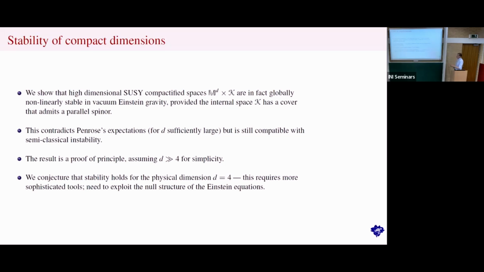So the result here is a kind of proof of principle, because we're assuming that the Minkowski dimension is high enough for simplicity. The reason this makes life simple is that the higher the dimension of the Minkowski space, the more room there is for the wave to spread out. This means that the waves will fall off faster than in a low dimensional space-time, and this fast fall off means that the nonlinearities are easier to handle. But we conjecture that stability holds when the physical dimension is 4 also. This is more difficult, and you need to exploit the null structure of the Einstein equations. I think we need something like D equals 9 or 10.